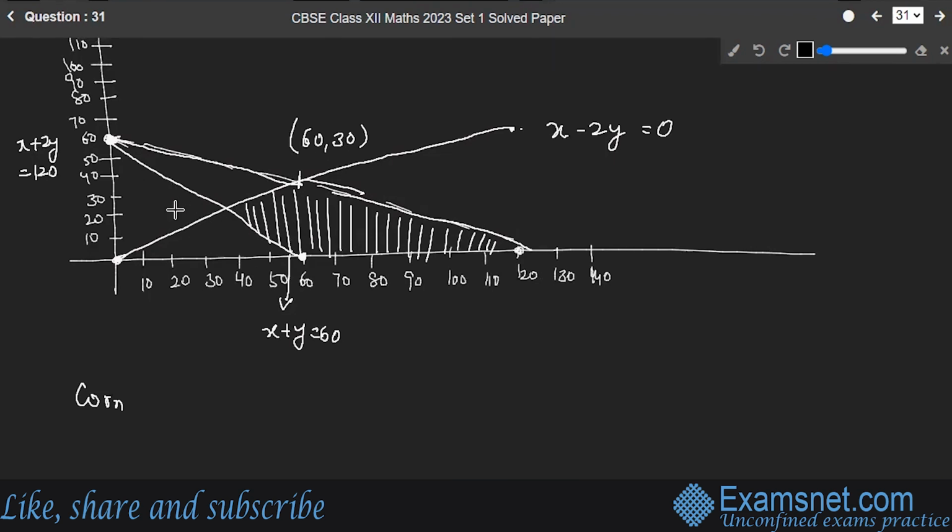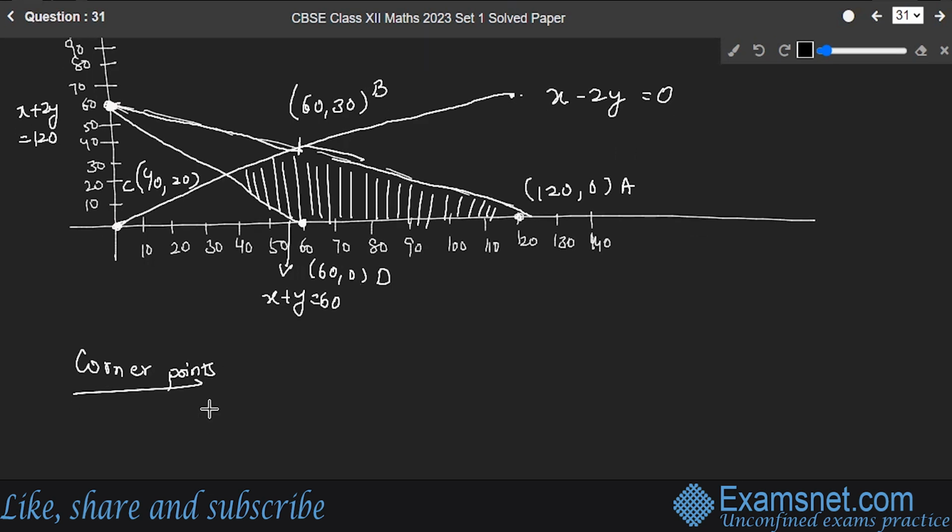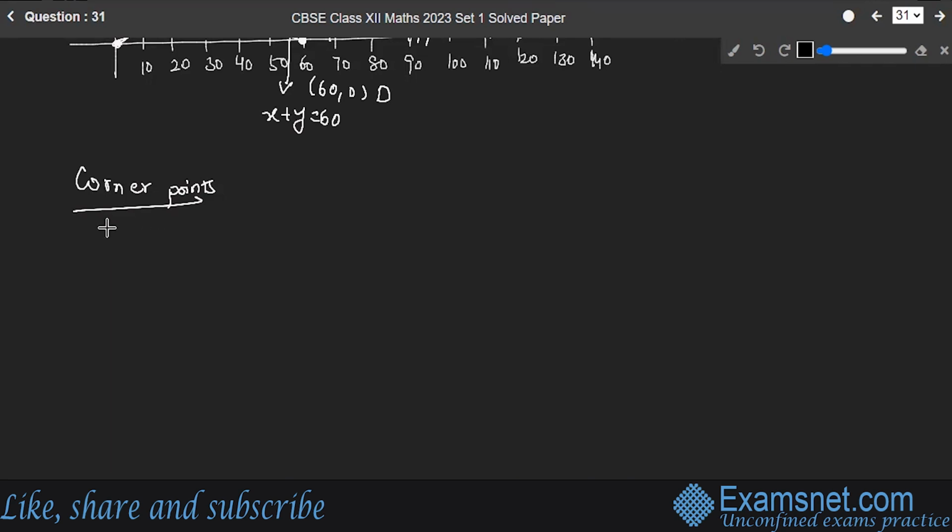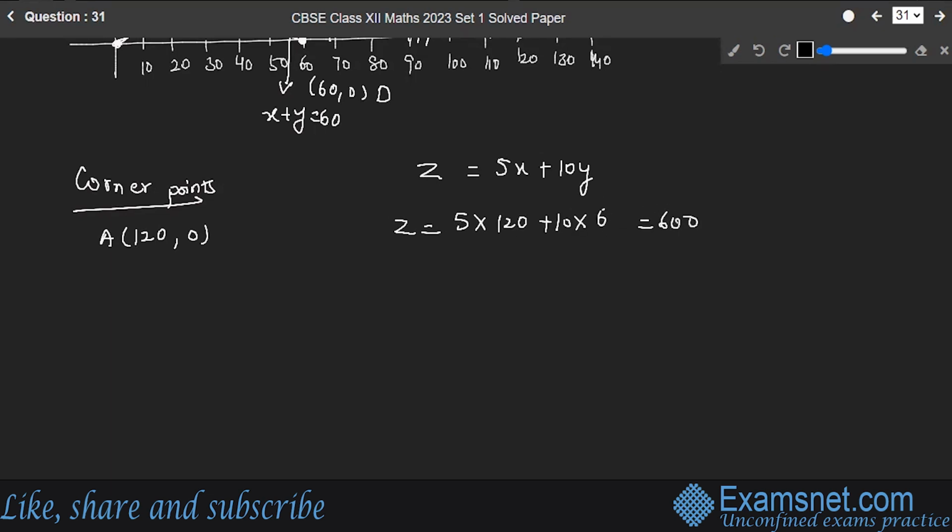And this point is 40, comma 20. This is 60, comma 0. And this is 120, comma 0. Let's say this is A, this is B, C, and D point, right? Now you have the corner points. I'll go with the first one, A, 120, comma 0, and objective function was z is equal to 5x plus 10y. So this becomes z is equal to 5 into 120 plus 10 into 0, that is equal to 600.